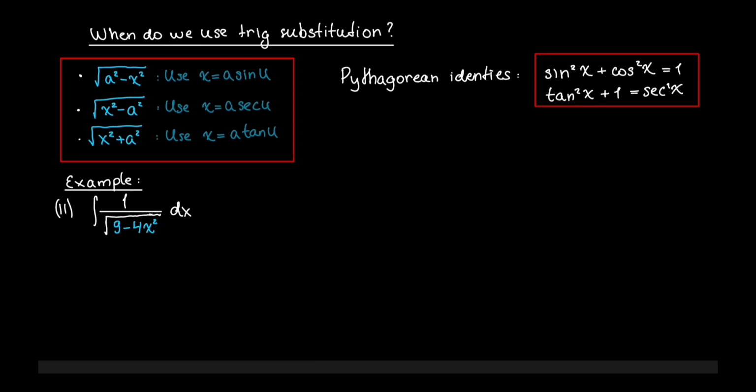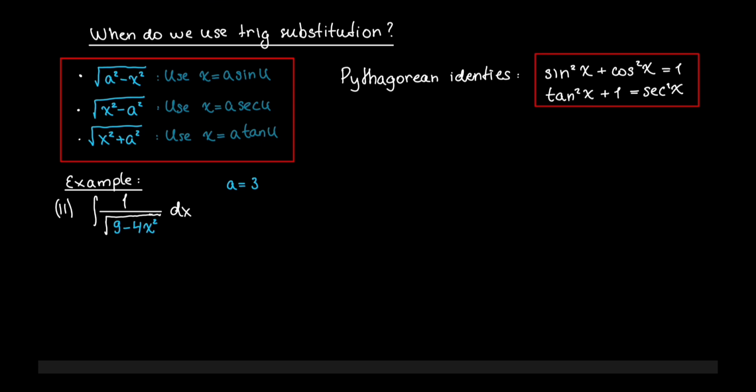Let's say we have to integrate the function 1 over the square root of 9 minus 4x squared. Please immediately see that our function here matches the first case in the table. Immediately we'll know that we'll use a substitution x equals a sine of u. Of course, firstly, we do need to figure out what a is. Well, a squared in this case is 9, so that means that a is going to be equal to 3.